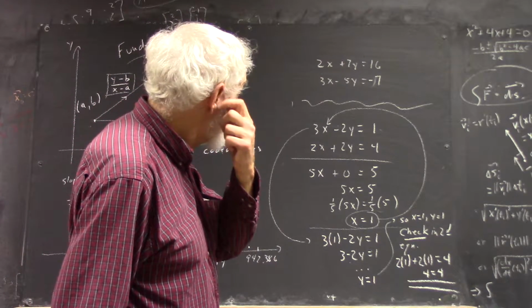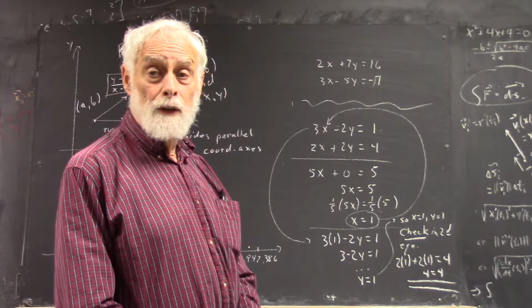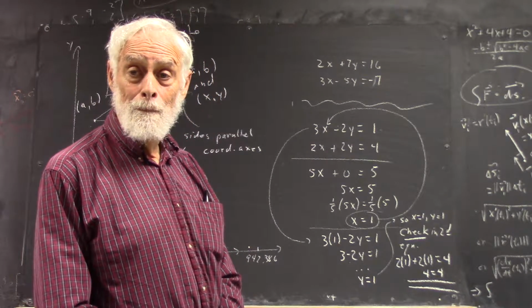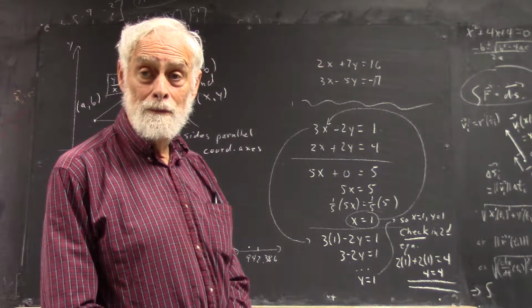Okay, so what do you think you might be able to do to these equations that wouldn't change their solutions, that would allow you to eliminate a variable?